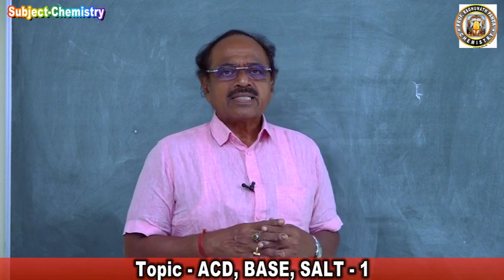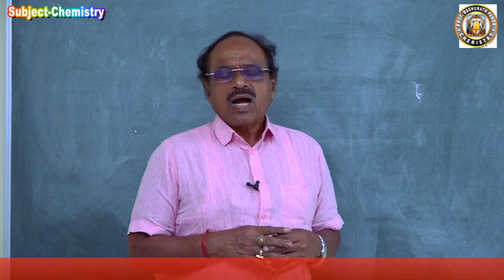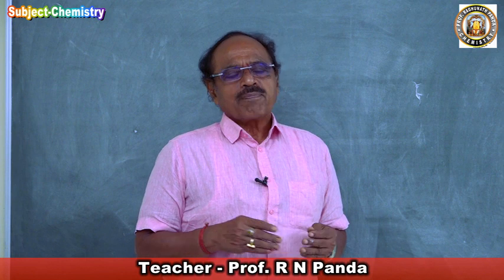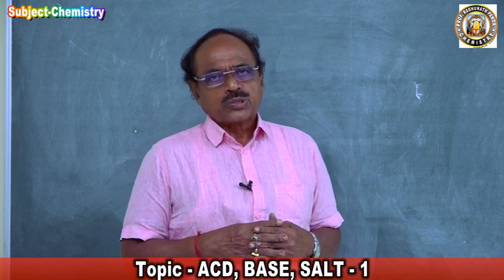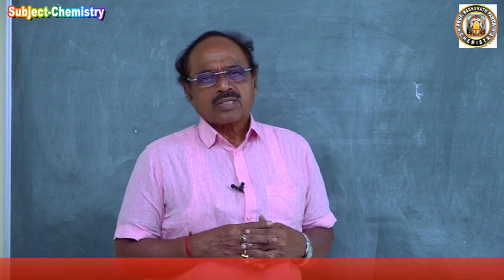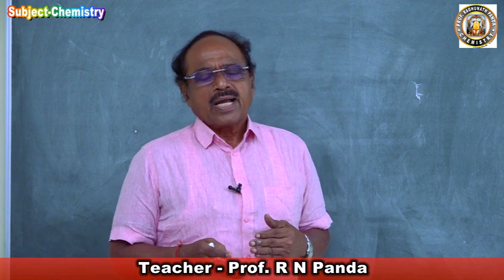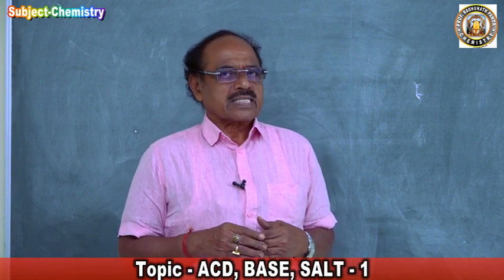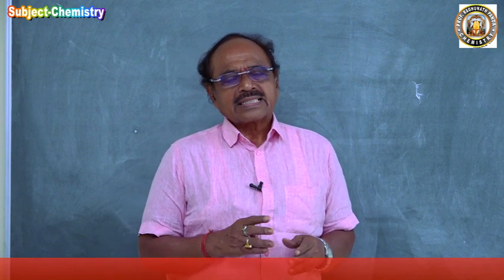Now group 2 elements, beryllium, magnesium, calcium, strontium, barium, are also highly electropositive divalent metals. They form their hydroxides: magnesium hydroxide Mg(OH)2, calcium hydroxide Ca(OH)2, strontium hydroxide Sr(OH)2, and Ba(OH)2, barium hydroxide. All these are strong bases. So these are the things we have discussed: what are the acids and bases?